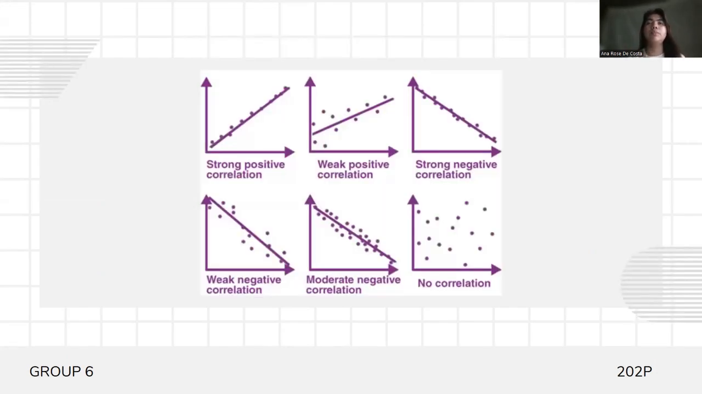This is the visual representation of the different types of correlation. We have strong positive correlation, weak positive correlation, strong negative correlation, weak negative correlation, moderate negative correlation, and no correlation at all.